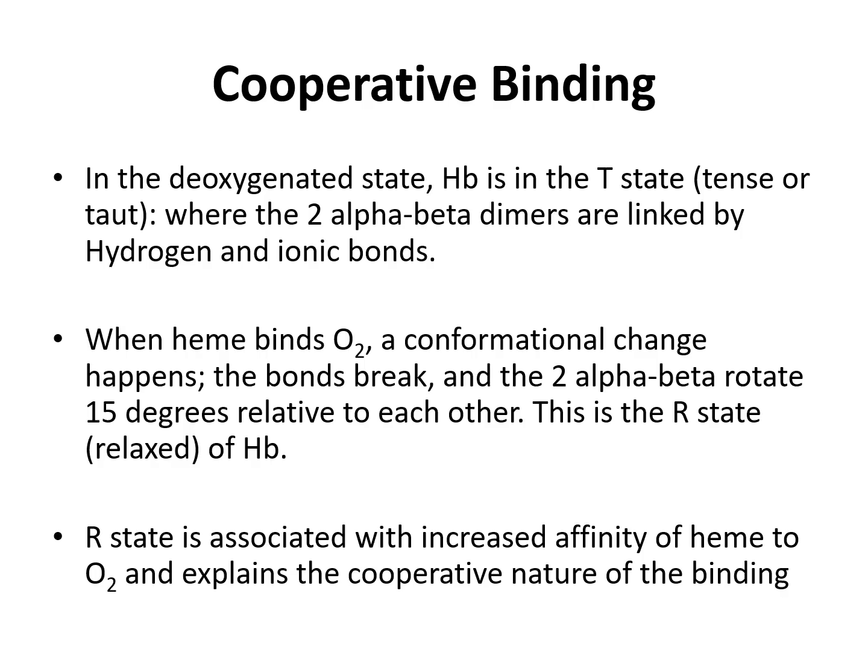Now, when the first molecule of oxygen binds to heme, there is a conformational change that happens, leading to the breakage of the bonds that bind the two dimers, the alpha 1 beta 1 to the alpha 2 beta 2. And there is a rotation that happens in these molecules relative to each other, around 15 degrees. This leads to the R state, and the R state, or the relaxed state of hemoglobin, is associated with increased affinity of hemoglobin to oxygen. And this explains the cooperative nature of the binding.